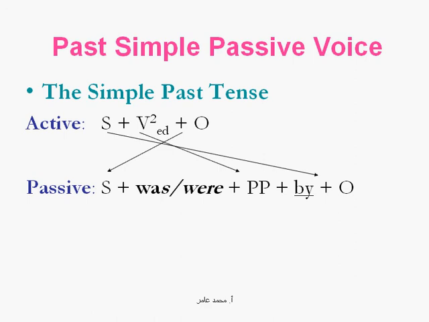And then we have the past participle of the main verb or the second verb. We change it into the past participle and precede it with was or were. Was for singular and were for the plural.